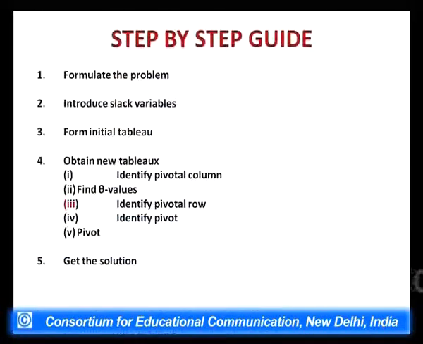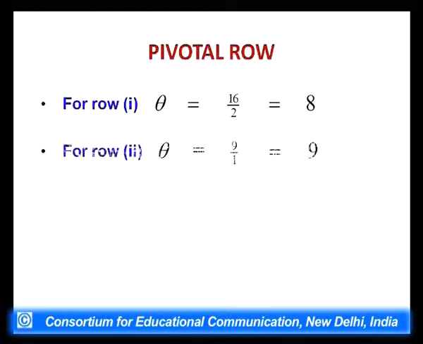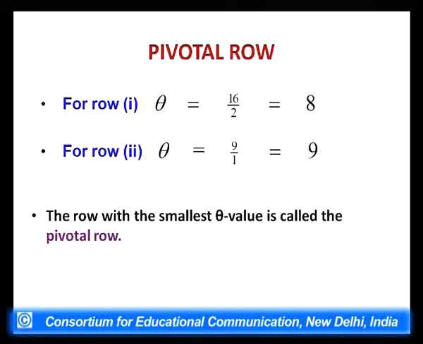Okay, and now identify the pivotal row. We have already found the pivotal column and we are going to identify the pivotal row. And how to do it? We have divided as written in the statement. Theta for row 1 is 16 by 2, which is 8, and for row 2 theta is 9 by 1. Out of these two, 8 and 9, the lowest value will correspond to the pivotal row. The row with the smallest theta value is called the pivotal row.